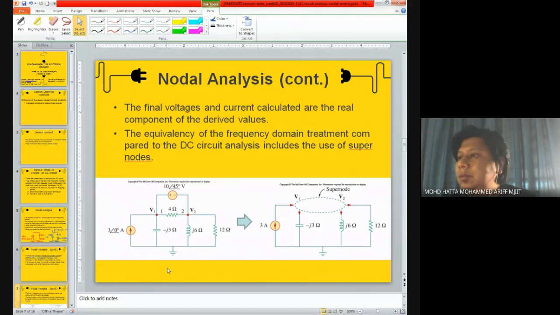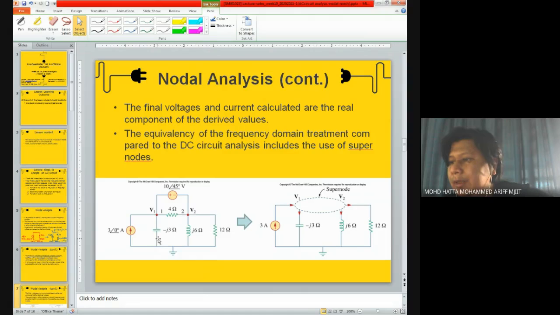If you look at our previous lesson, if you have a voltage source in between two nodes, we need to treat it as a supernode. So the supernode can also be applied in an AC circuit. And as usual, we need to transform our circuit into the frequency domain.